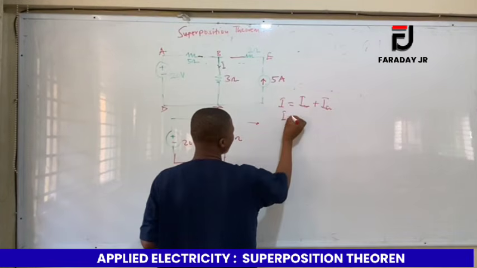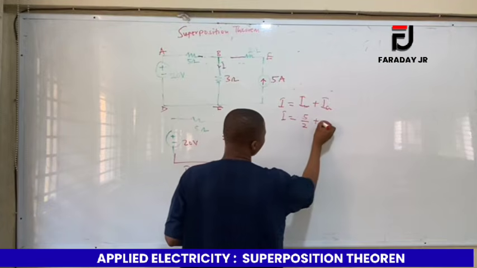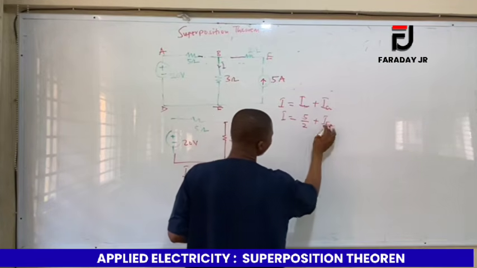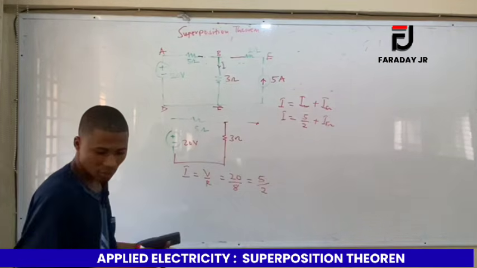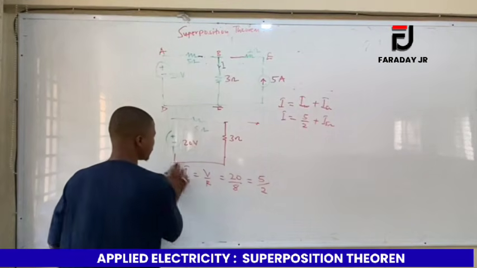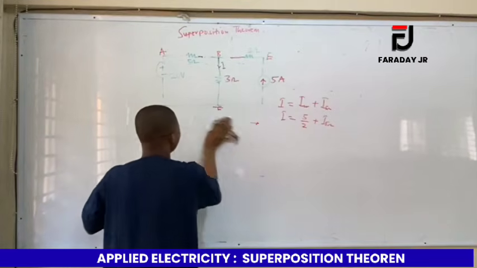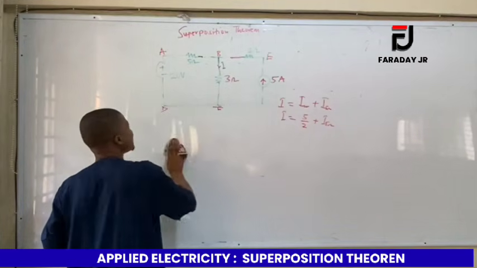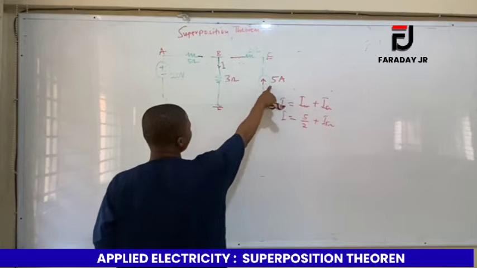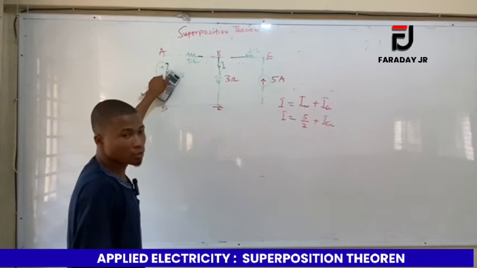Okay. Now, after we are done with this, we can write it down. So at this point, we have our I being equal to 5 on 2 plus I 5 ohm. So we are going to look for I 5 ohm. So I can clean this one off. Okay. Now, at this point, what we are going to consider is that the 5 amps will be the one acting, and then the 20 volt will be the one leaving.